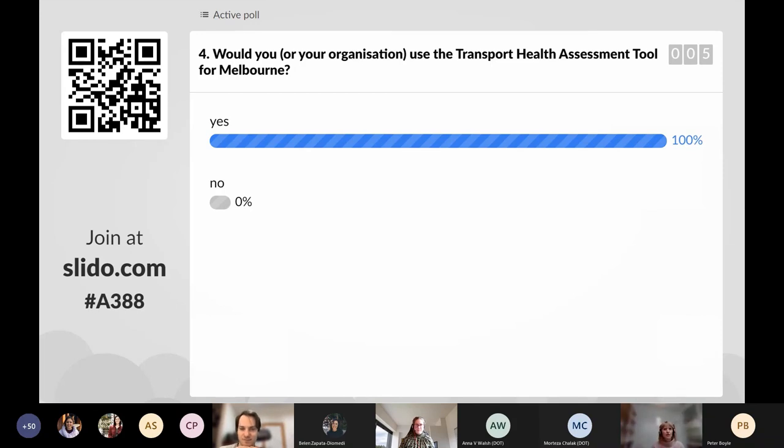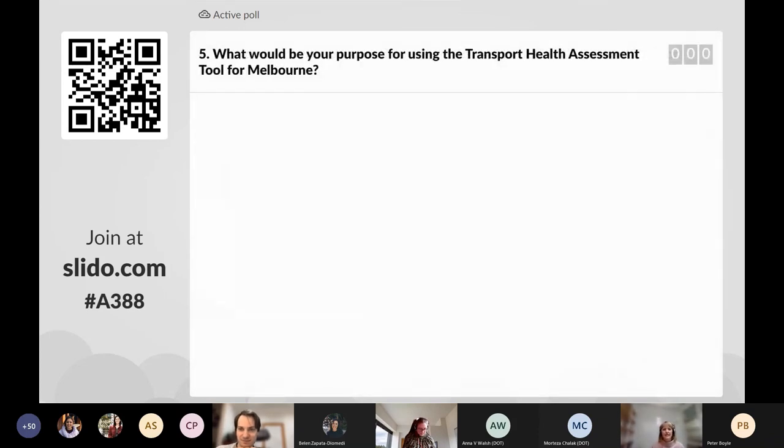I think about you and your organisation now. Would you use this? Is this Transport Health Assessment Tool for Melbourne something of interest to you and your organisation? We have seen previously that there's a number of barriers, and perhaps this is where these two questions and the answers from them really link together. So we've got 80% saying yes, which is amazing. I actually didn't think it might be that high. That's fantastic.